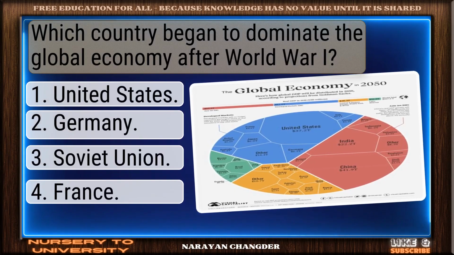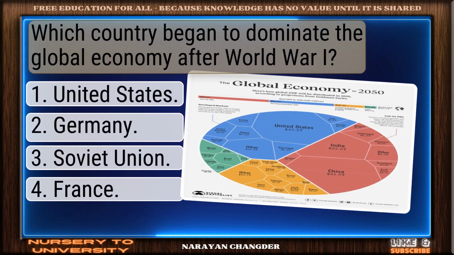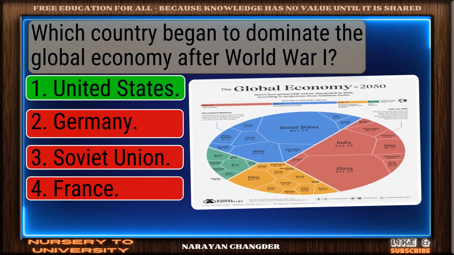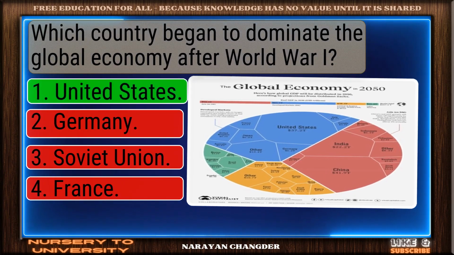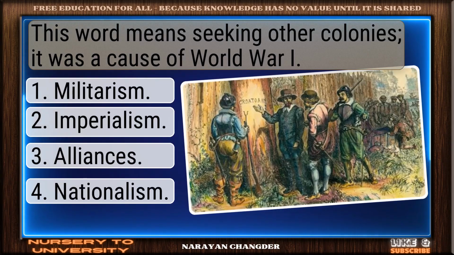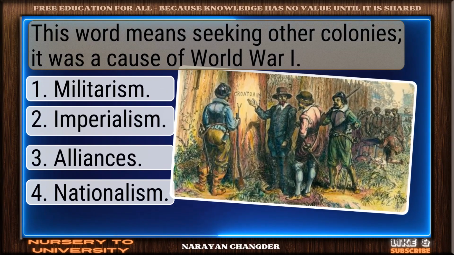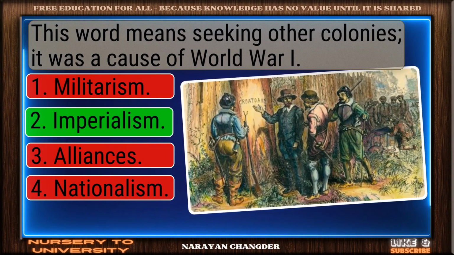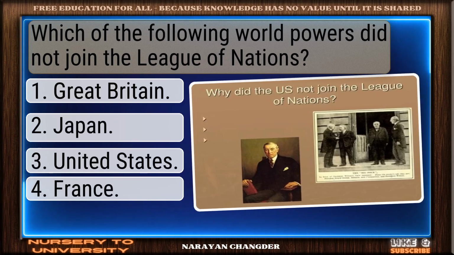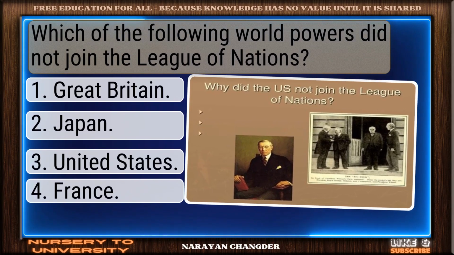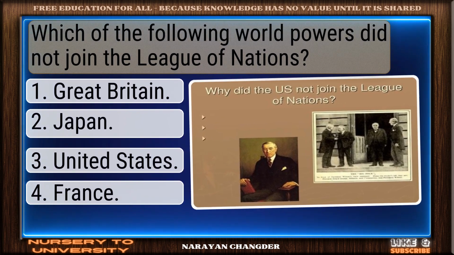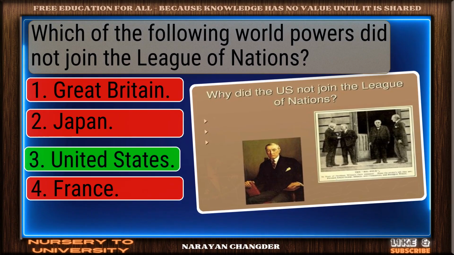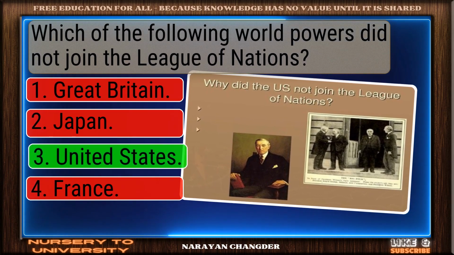Which country began to dominate the global economy after World War I? Well picked. United States is correct. This word means seeking other colonies. It was a cause of World War I. Excellent choice. Imperialism is right. Which of the following world powers did not join the League of Nations? Nice selection. United States is correct.